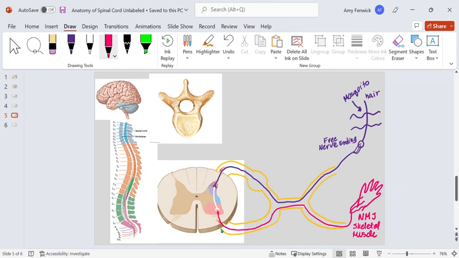Right? When I had a neuron coming from the visceral motor area, that innervated cardiac muscle or smooth muscle. If I have a motor neuron coming from the somatic motor area, it always innervates skeletal muscle.